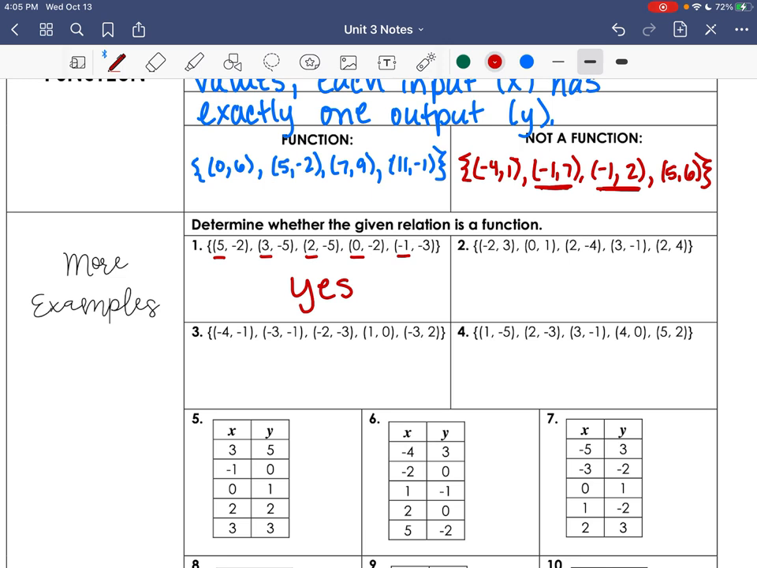When you look at the next one, we've got a -2, a 0, a 2, a 3, and a 2. We have two 2's. So that means this is not a function. Or the answer to the question, is the relation a function, is no, it is not. On the next one, we've got -4, -3, -2, 1, and -3. We have two -3's. So that means this is not a function. Then for this last one, we've got a 1, a 2, a 3, a 4, a 5. Those are all different. So yes, this is a function.